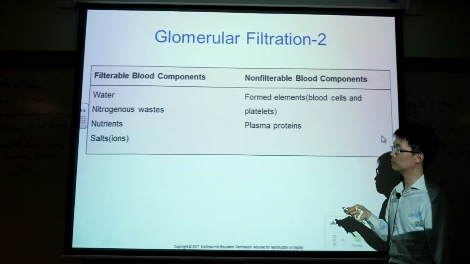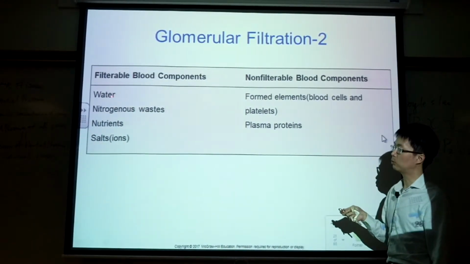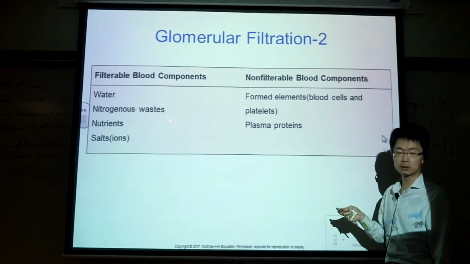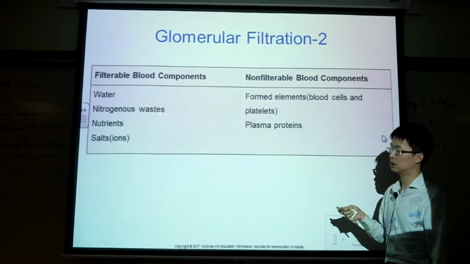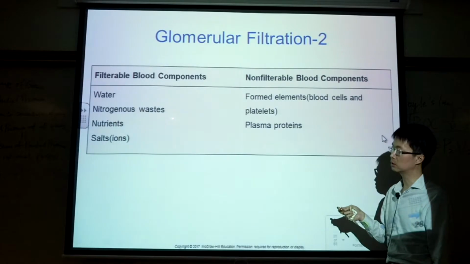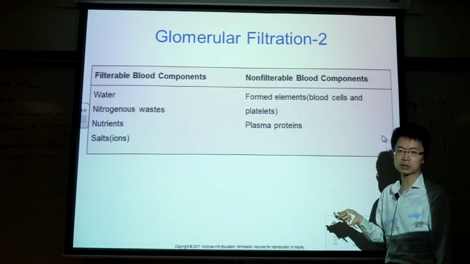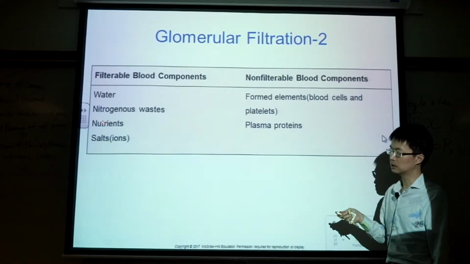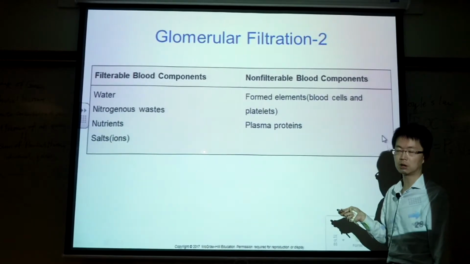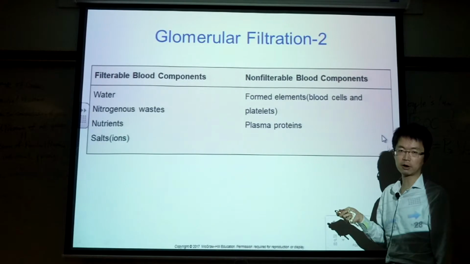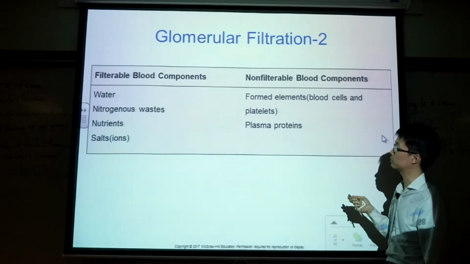So this is a table that's good to know. You have the water that can go into the Bowman capsule, nitrogenous waste like urea, ammonium, uric acid, all of this goes into the Bowman capsule. Nutrient, what does it mean? Nutrient means glucose and amino acid. These nutrients also go into your Bowman capsule. Salt and ions, for example sodium chloride, also go into your Bowman capsule.